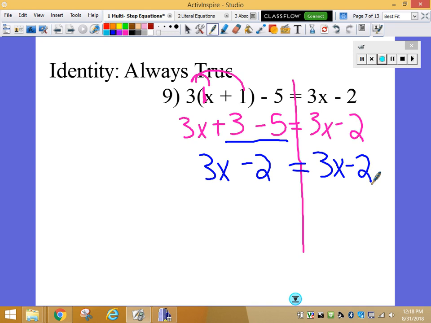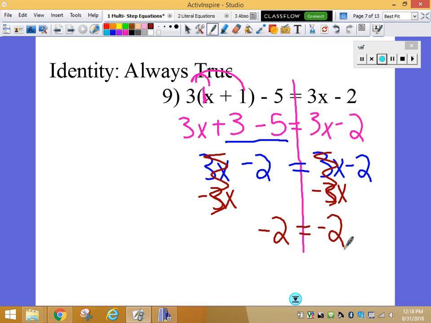Step 2 says move your x to the left. So the opposite of a positive 3x is a minus 3x. I'm going to do it on both sides. 3x minus 3x is nothing. So look what's left. I have negative 2 on the left, and I have negative 2 on the right. Does negative 2 equal negative 2? Yes. So if your x's go away, and it's true, negative 2 does equal negative 2, then your answer is all solutions.